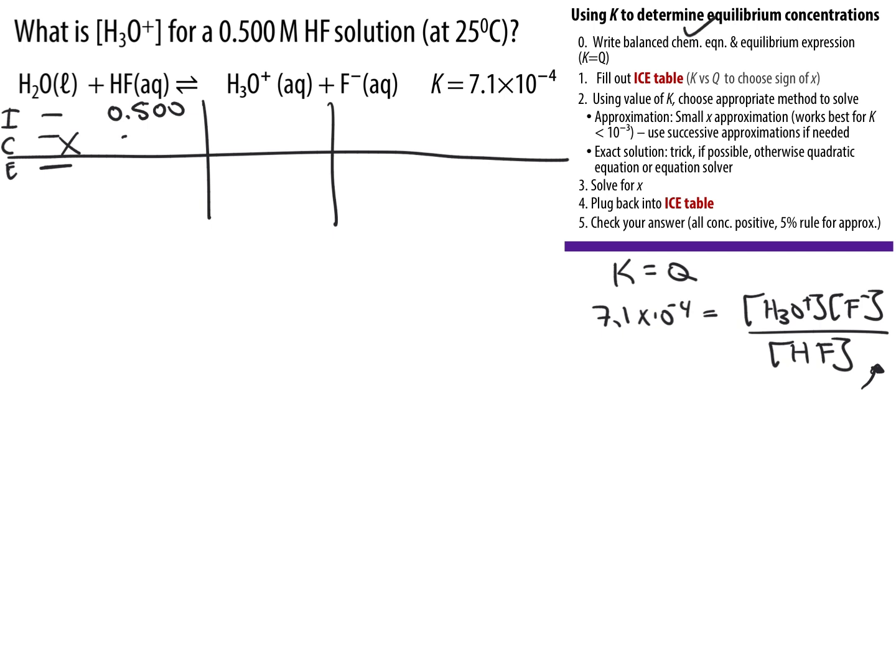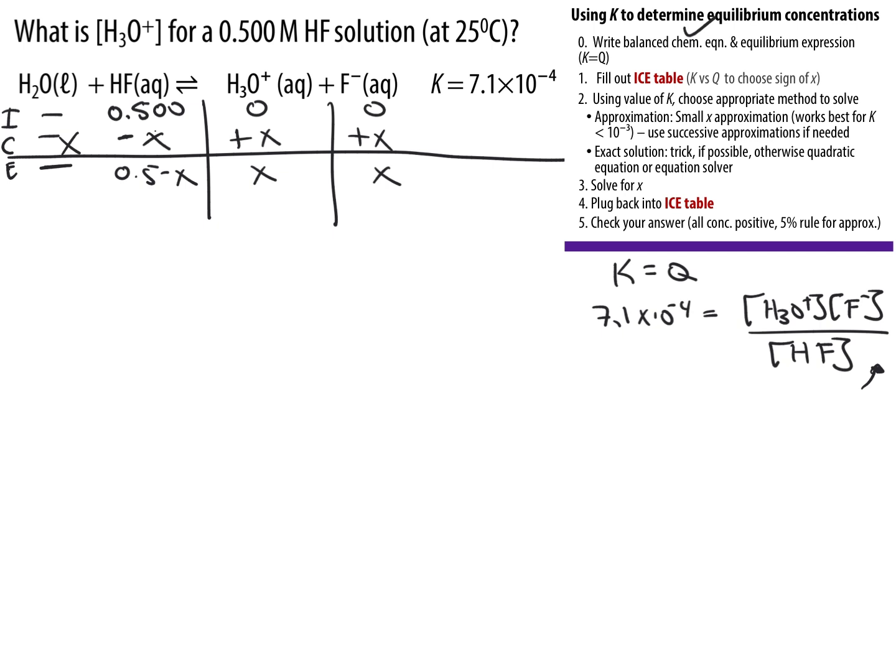The change: these start at 0, so we're in that common situation where we start with no products, and so the reaction is going to have to go to the right, so we'll form plus x of each product. All the coefficients are 1, so we don't have any of those to worry about. And then HF is our reactant, so it's going to get a minus x. Again, coefficient of 1, so just minus x. Equilibrium then, 0.5 minus x, x, and x.